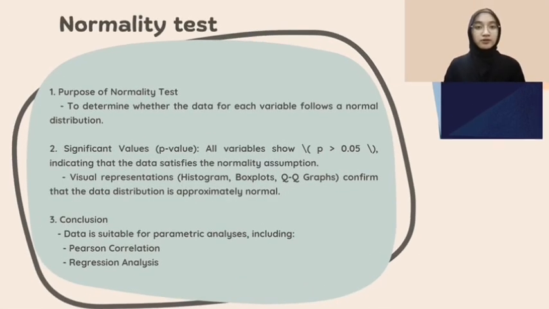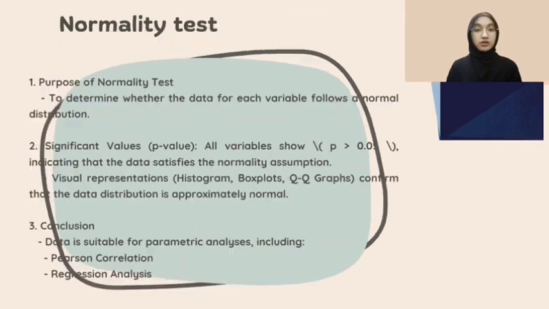I'm going to talk about the normality test, Pearson correlation, and Cronbach's alpha. The normality test confirms the data's normal distribution with a non-significant p-value, p greater than 0.05, for all variables. Histograms, box plots, and QQ plots show an almost normal distribution, making the data suitable for parametric analysis like Pearson correlation and regression analysis.